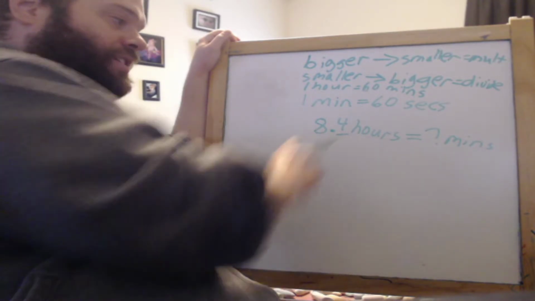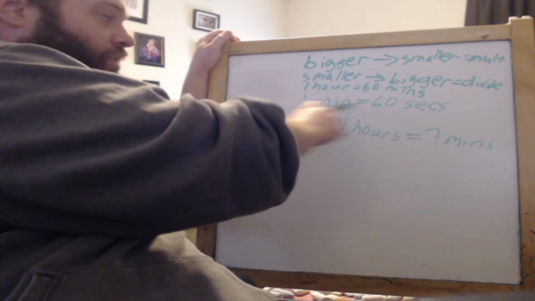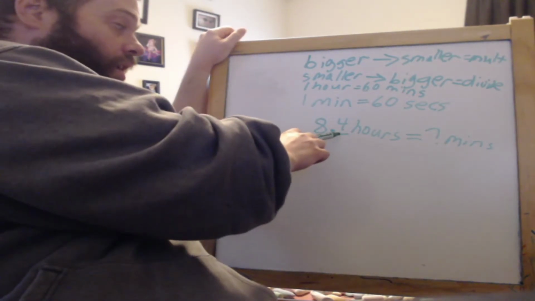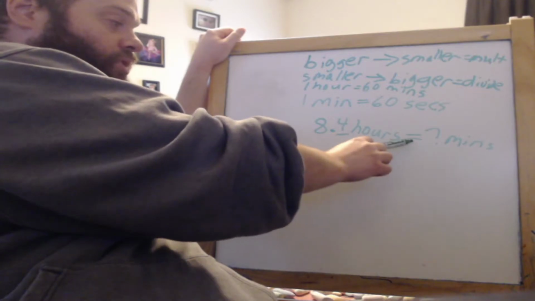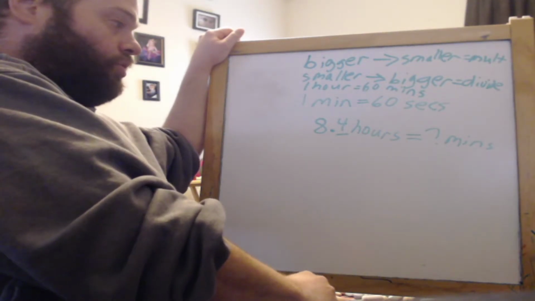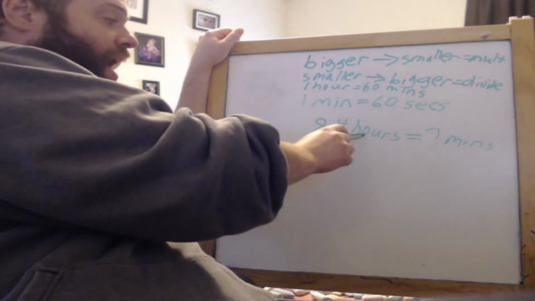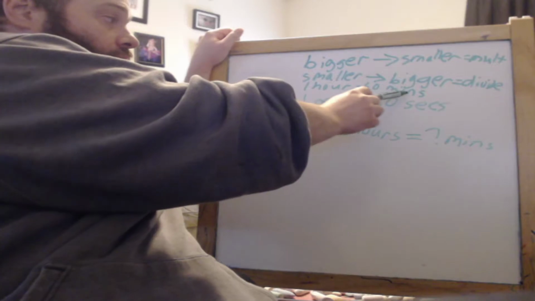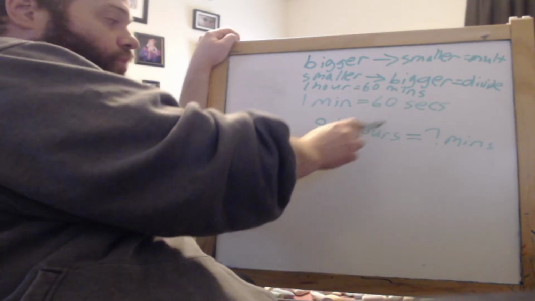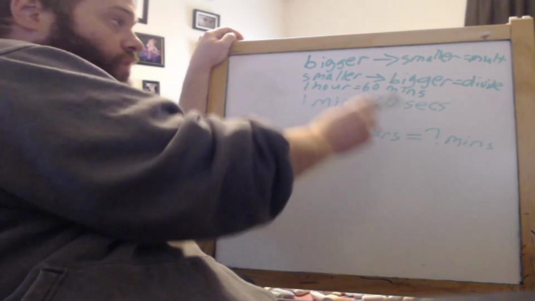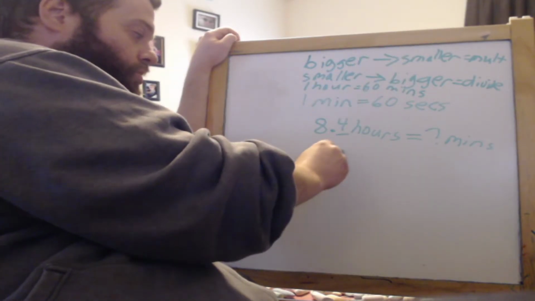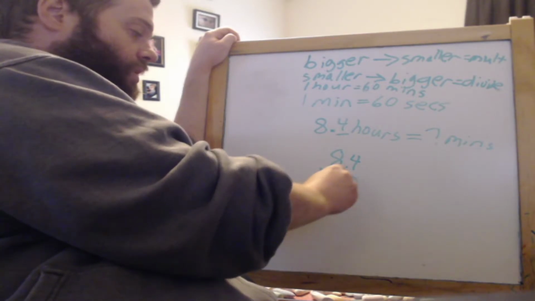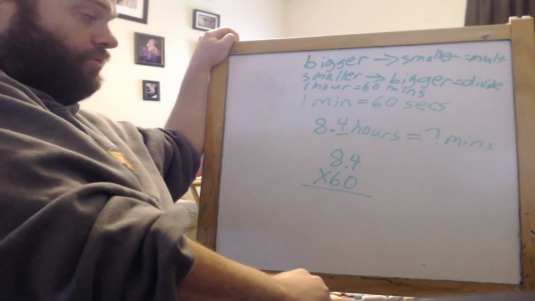Oh, well, I guess I just did hours to minutes, even though I said I was going to do minutes to seconds. But the math will still be the same anyway. But it's 8.4 hours equals how many minutes? So all we're doing is we're going from hours to minutes. Okay, so 1 hour equals 60 minutes, and we're going from bigger to smaller, right? So that means we have to multiply. So we're doing 8.4 times 60. Okay, that's all we're doing.